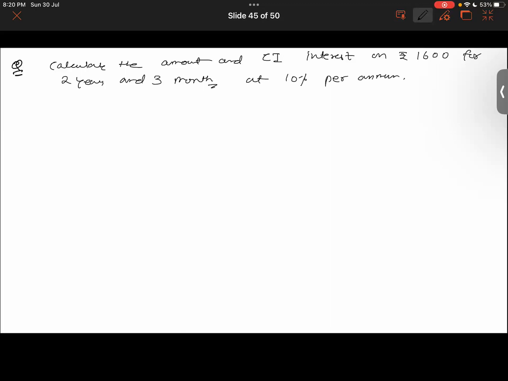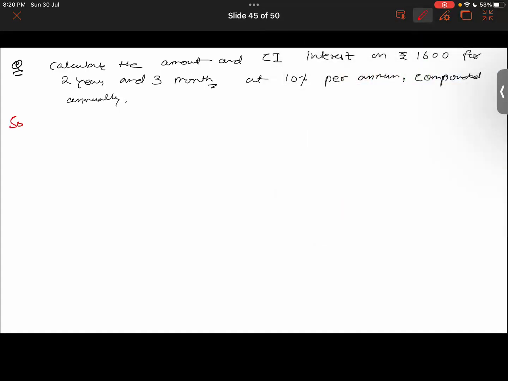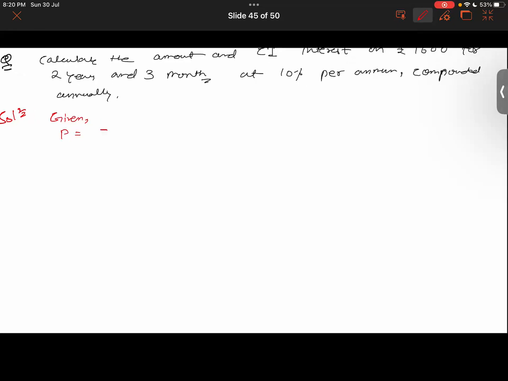Okay, at 10% per annum compounded annually. All right, now let's see how we are required to solve such questions. So do tell me what things are given in the question so that we will write them first here. What is the principal amount, guys? 1600. Okay.